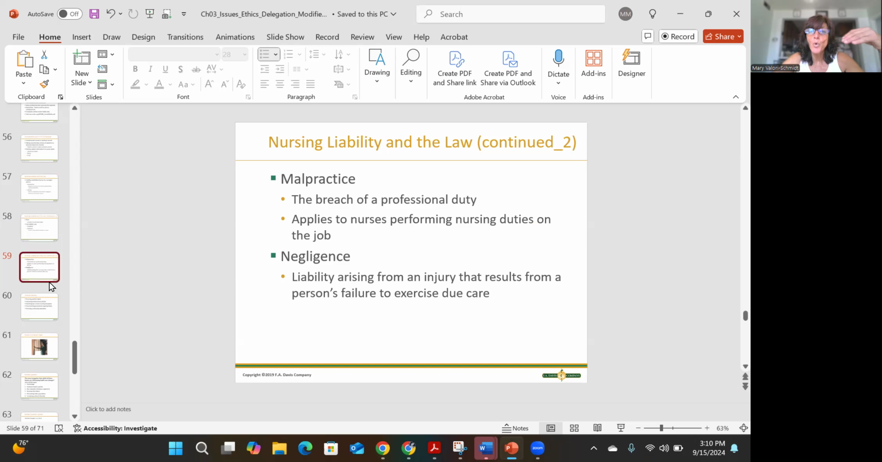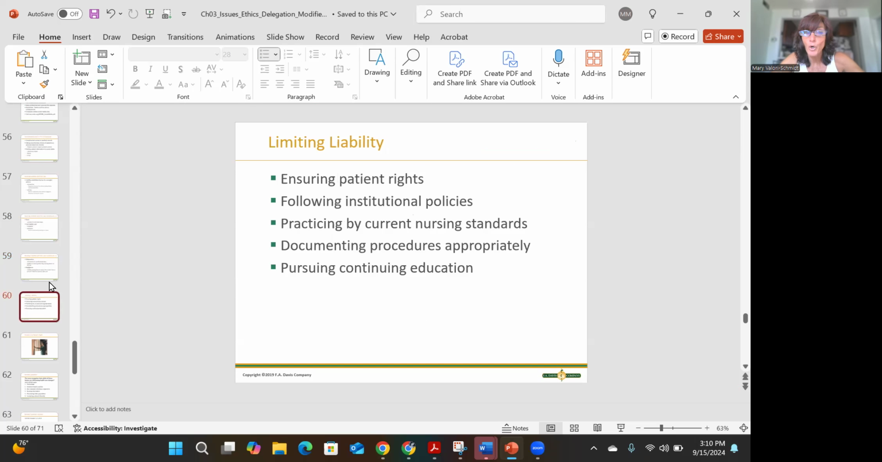Malpractice means that you didn't do what any other prudent nurse of your experience and educational level would have done, right? Negligence, that means that you didn't do something that you should have done and somehow someone got hurt because of it. So if you don't want to have liability, make sure you're following patients' rights, the policies and procedures of your institution, most current evidence-based practice, nursing standards, documenting, so important, right?